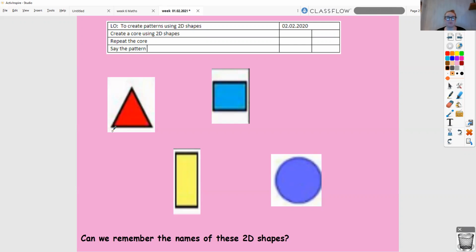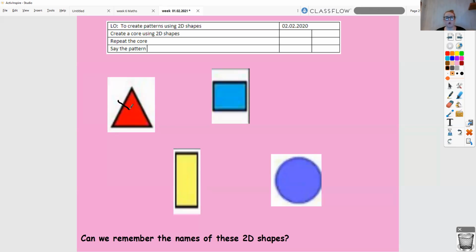Let's just recap our shapes and make sure we know what our 2D shapes are. So firstly, what is a 2D shape? Have a little think in your head. What is the difference between a 2D shape and a 3D shape? Well, a 2D shape is something that is drawn or stuck on the table. You can't pick it up, you can't hold it in your hand, you can't take it off the screen. It's a 2D shape. So when we talk about 2D shapes, we talk about the sides they have.